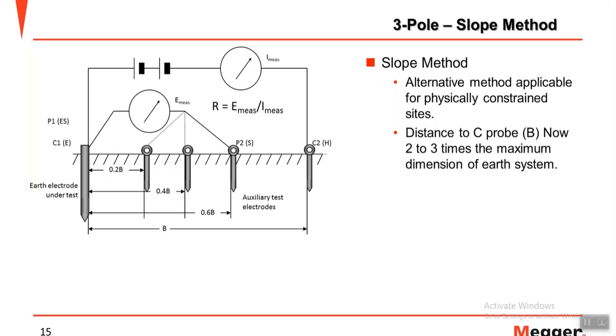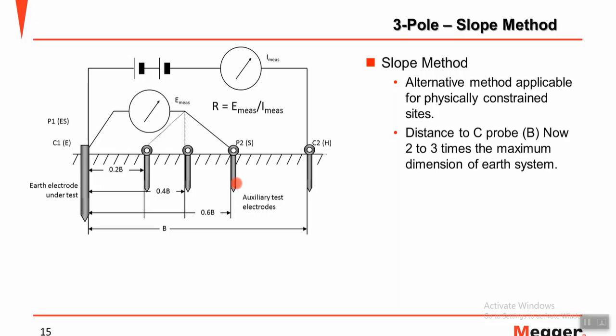Here you can see the slope method, we just take a few measurements. It involves taking three readings, at 20%, 40% and 60% of the total distance to the current probe. So from just 3 measurements, you need to do some calculation to define the proper position of the potential probe.